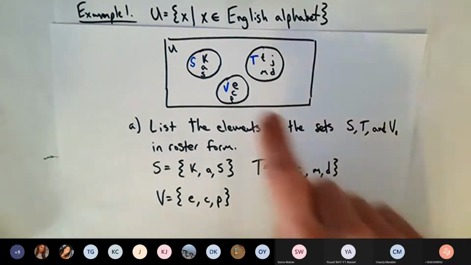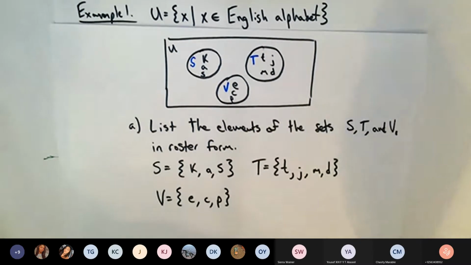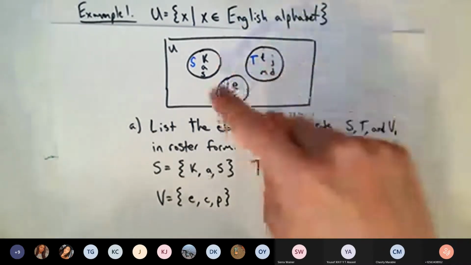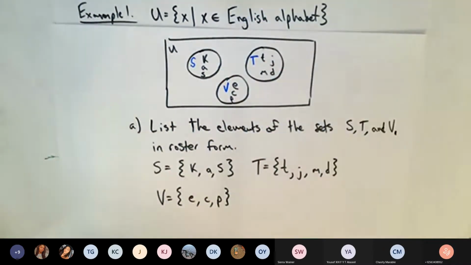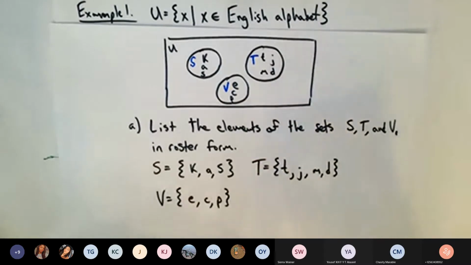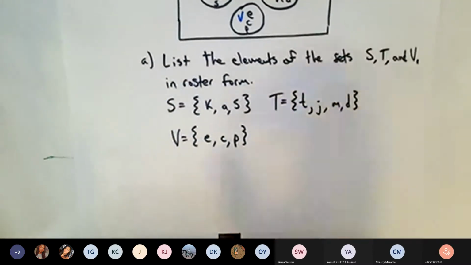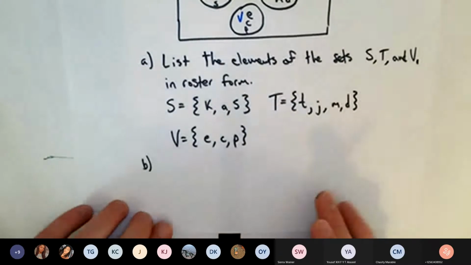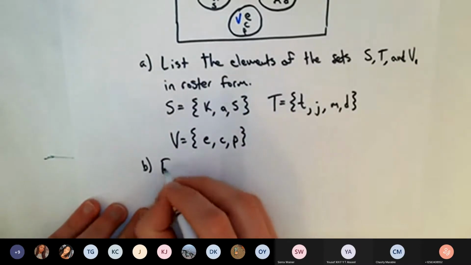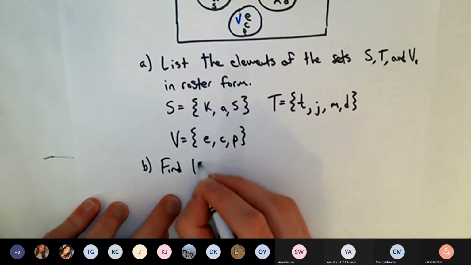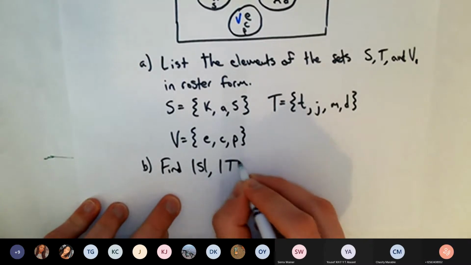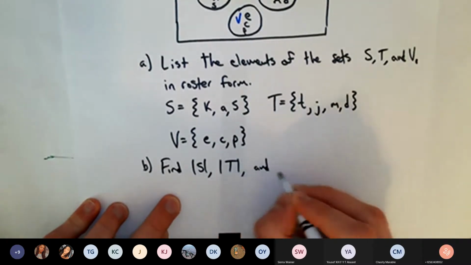Now, keep in mind, all of these are still in the universal set. They've just been organized into these three little distinct bubbles. I'm going to follow through the book's example here. The problems they give say: find the cardinal number of S, the cardinal number of T, and the cardinal number of V.